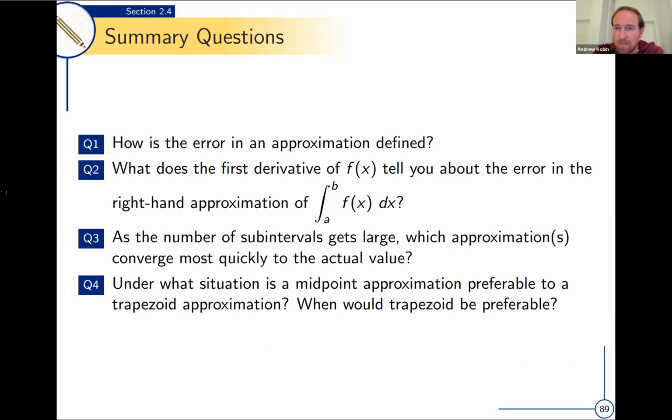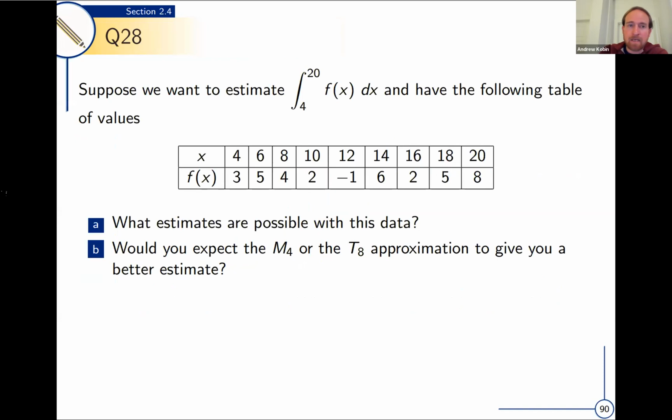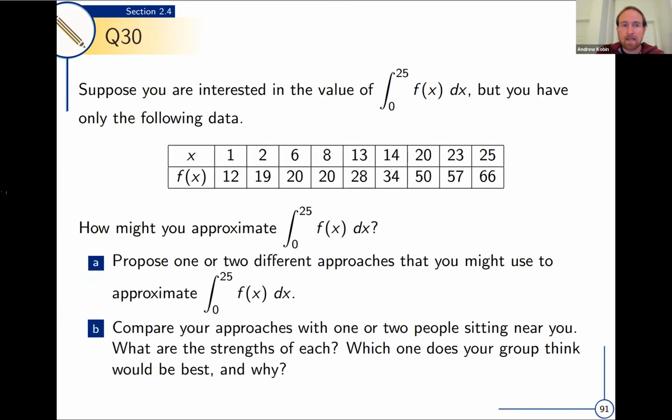And finally, 4, we talked about this a little bit out loud. Under what situation is a midpoint approximation preferable to a trapezoid approximation? And when would a trapezoid be preferable? There's a couple of questions that I'll leave as exercises for you. So here's question 28 from the textbook. And here's question 30. And you can find these on the slides again.